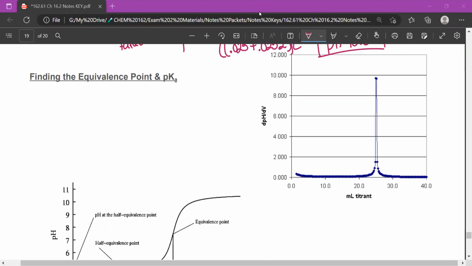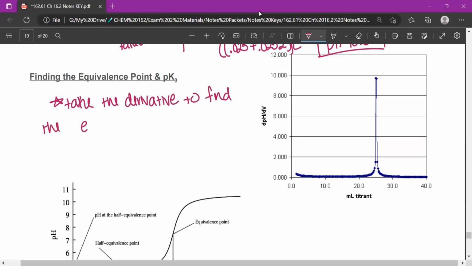Essentially, what you're going to do, and the computer will do this for you, so if you haven't had calculus, don't worry, you're going to take the derivative to find the exact inflection point or equivalence point. Because at the equivalence point, this is what is considered the half. Oh, sorry, not the half. The equivalence point is when everything is neutralized, right?